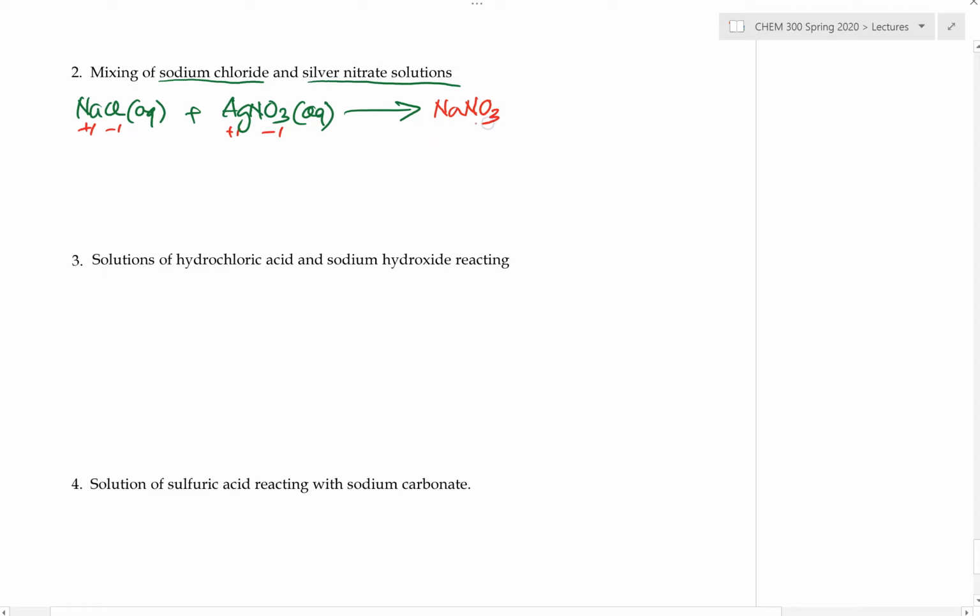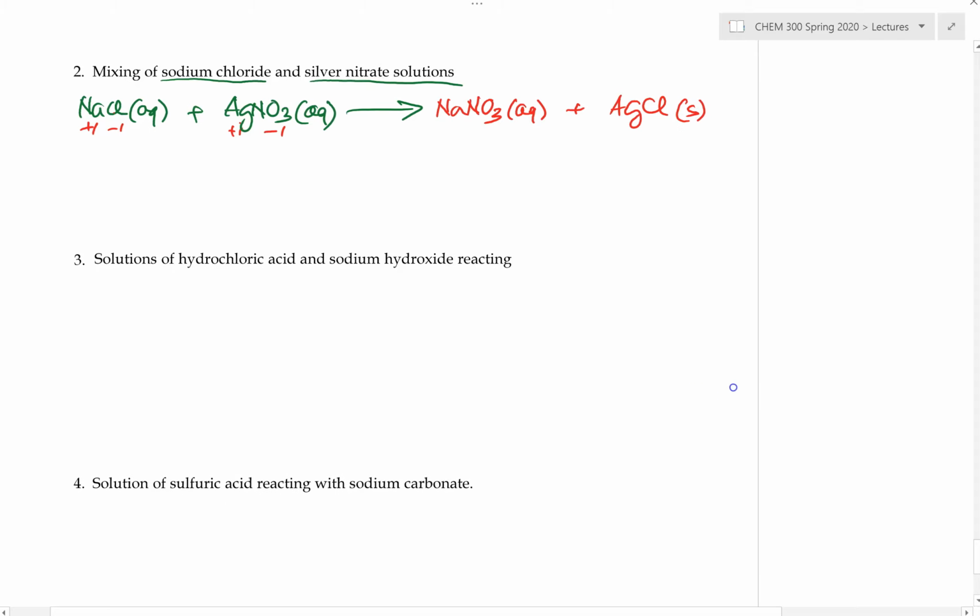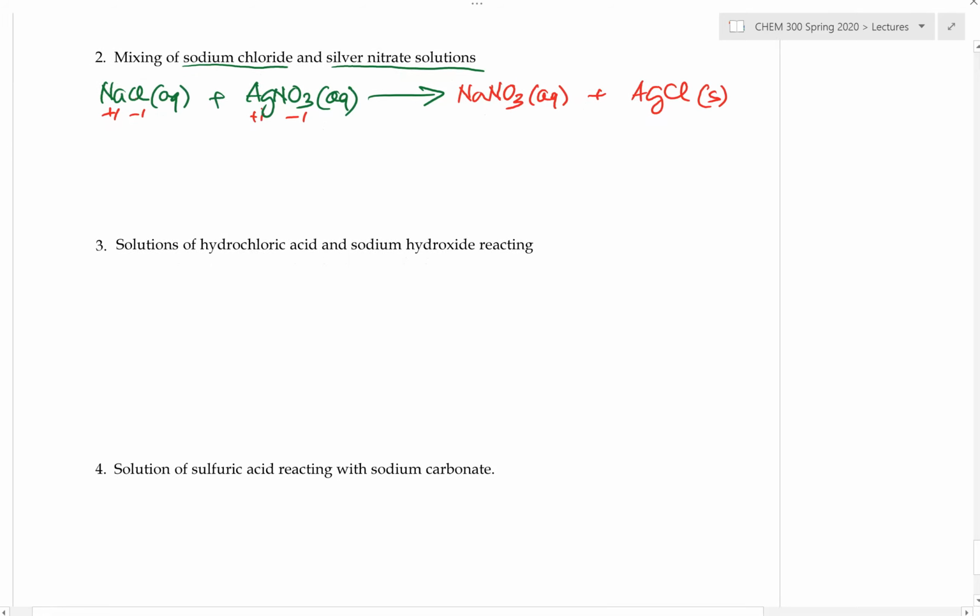So we will have NaNO3. When we apply the solubility guidelines to this, we can see this is soluble in water, so it is aqueous. And now the silver will be forming a compound with the chloride. That will be the other product, AgCl. AgCl is insoluble in water, so it is a solid. So this would be our conventional equation, and right now it is balanced.